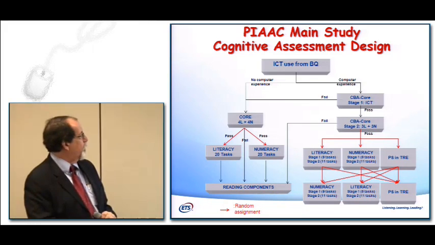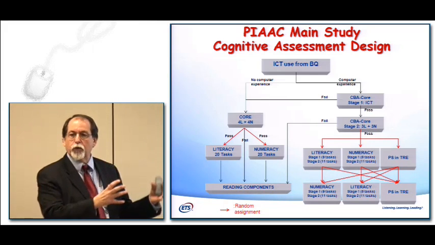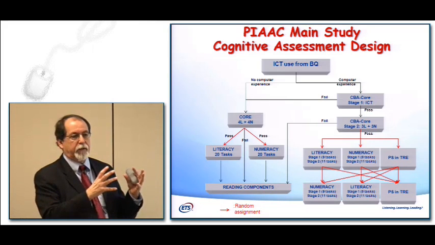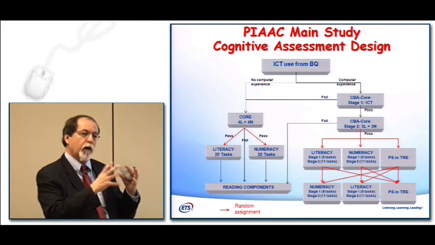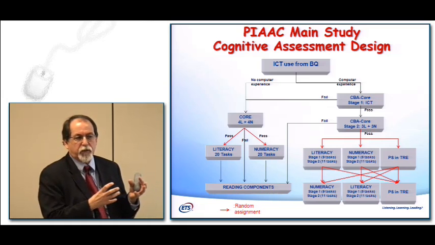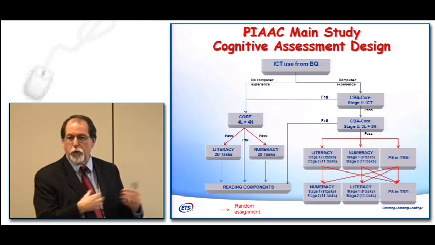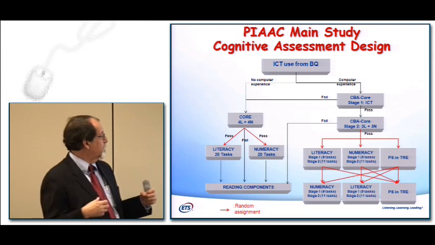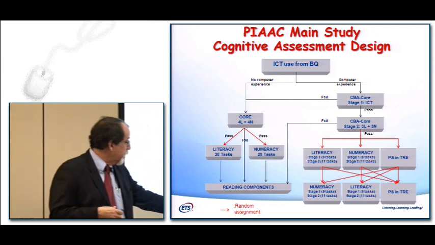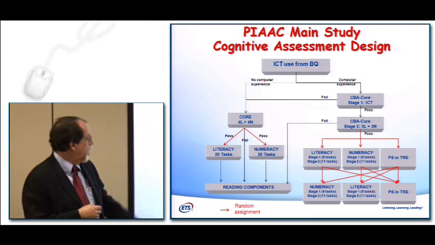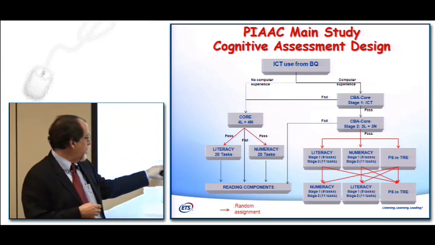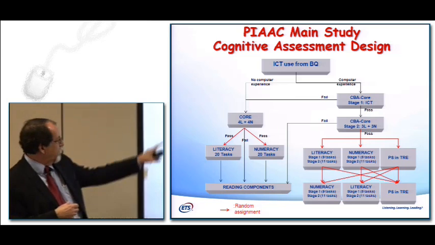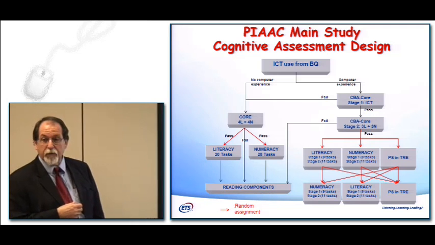So let's stay on this side for a moment. You can see if you had no computer experience, you would take what we call a core. The core would be to give you an estimate of your literacy and numeracy skills. If they were too low, we didn't want to frustrate people and give them an hour test. So they would just come straight down to the components if they failed the core. Otherwise, they would be randomly assigned to either the literacy or numeracy. You can see the red lines represent random assignment.